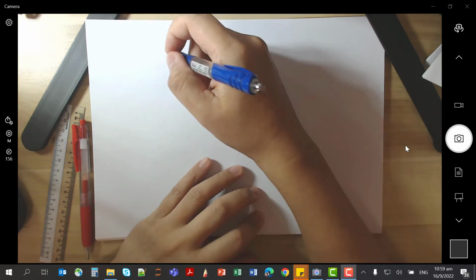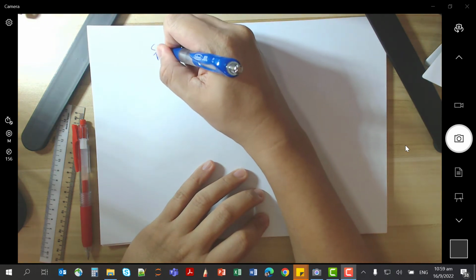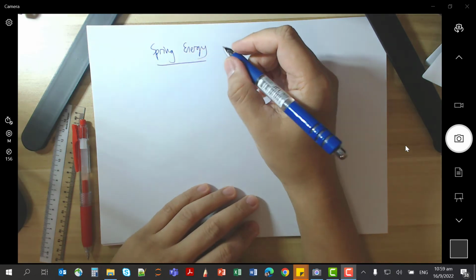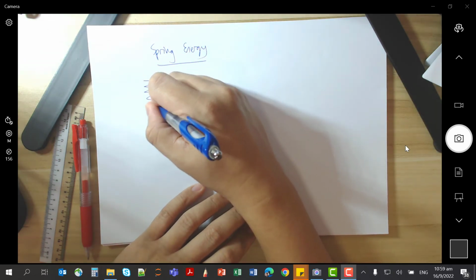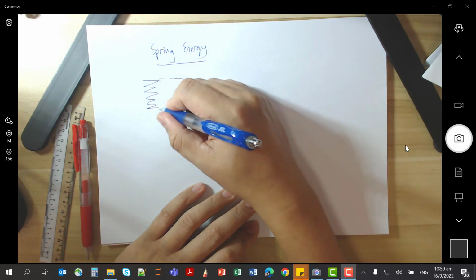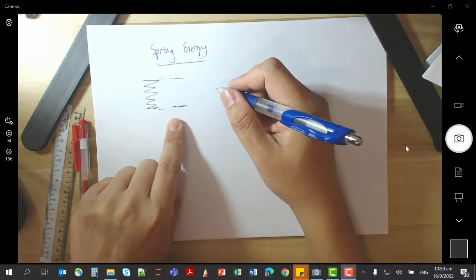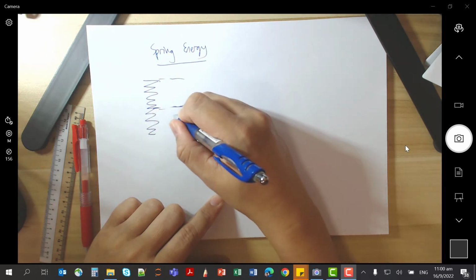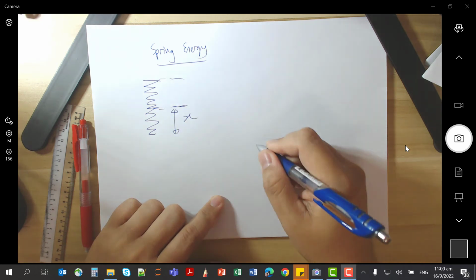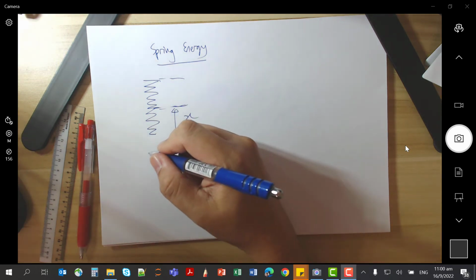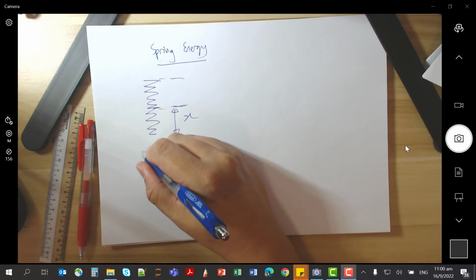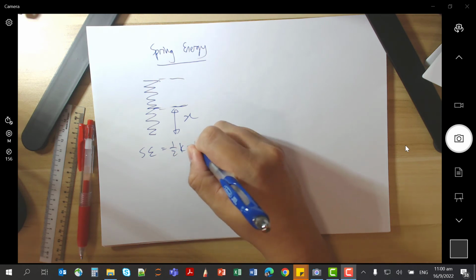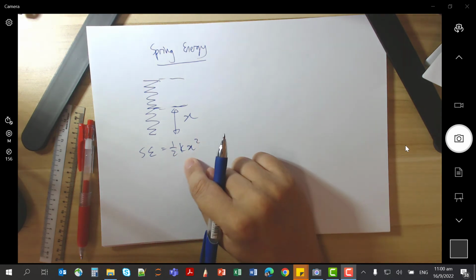All right, and then we have spring energy. We're still on energy. You have two kinds of spring. Linear spring, the one which we usually see. Let's say this is the undeformed, unextended length, and sometimes it gets extended by this much, x. Then the spring energy for this case will be half kx squared, based on how much it extends.